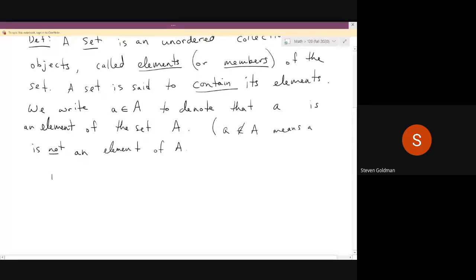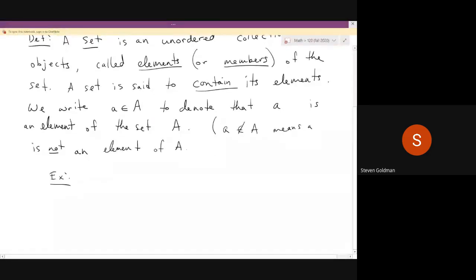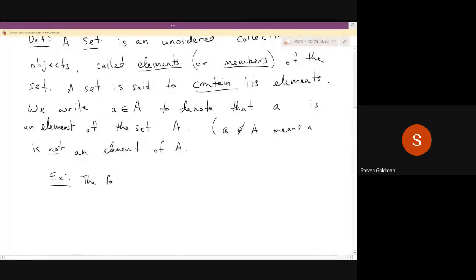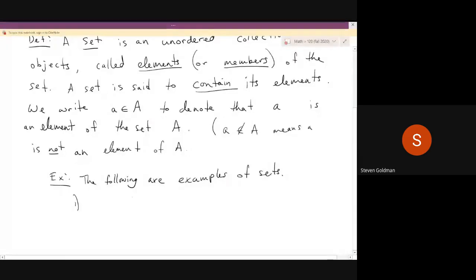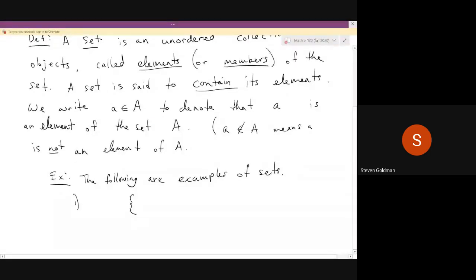All right, so what could be examples of sets? I said a few. Let's write out a few examples. The following are examples of sets. Number one. Every time I write a set, usually I will enclose it in braces. So this is an opening brace. And then I just list out the elements in my set, and I'll separate them with commas, okay?